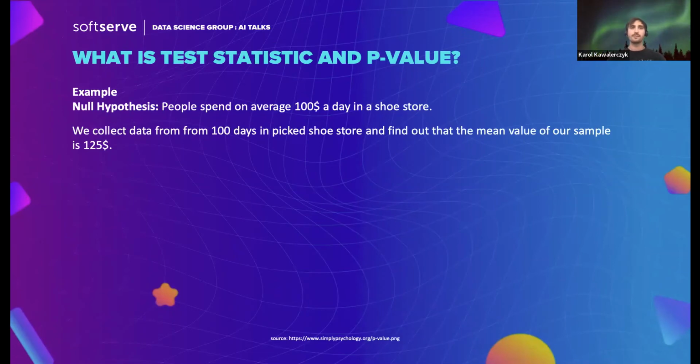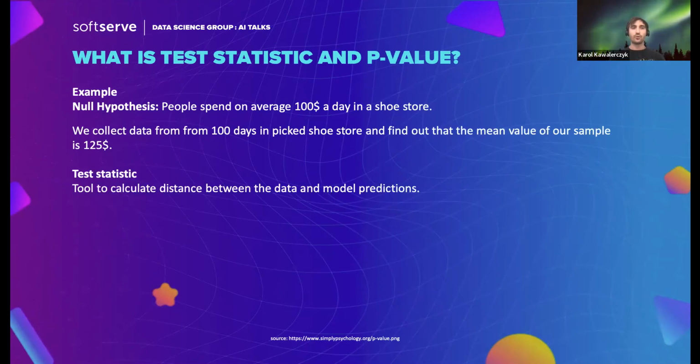So where does the test statistic fit here, and our p-value? The test statistic is basically a tool to calculate the distance between the data and model predictions. So an average of $100 is our model. We believe that's how the world works, and we want to verify it. And then we get $125 from our data. It's our observation from an experiment. The simplest test statistic here would be the difference between these two. If we take one from the other, we get $25, and this is our test statistic.